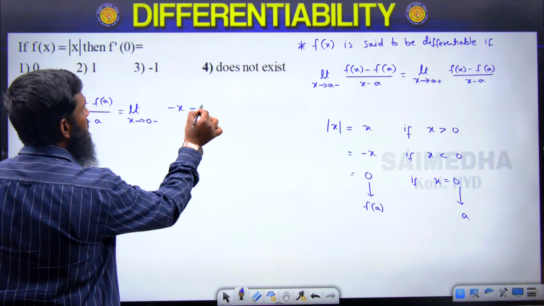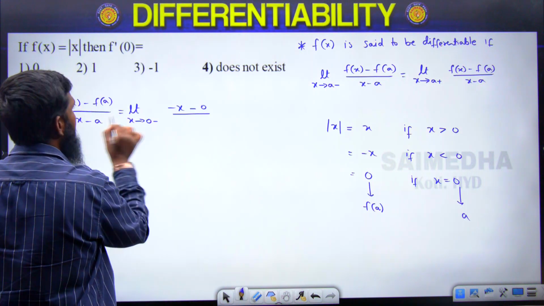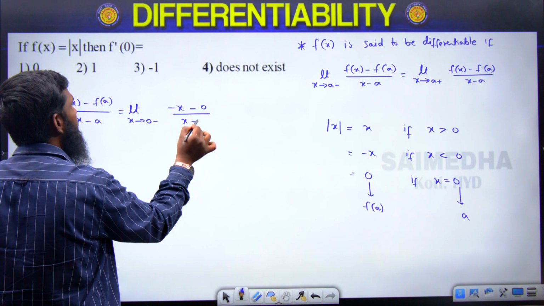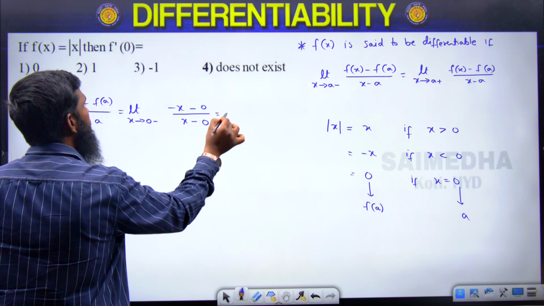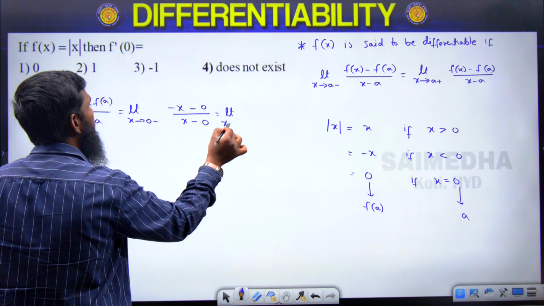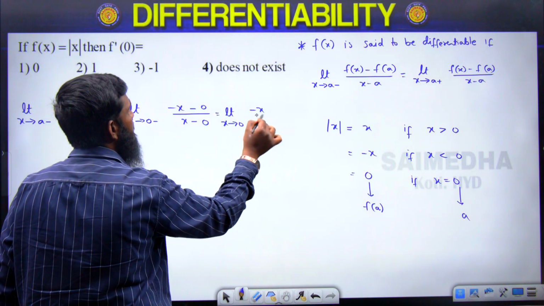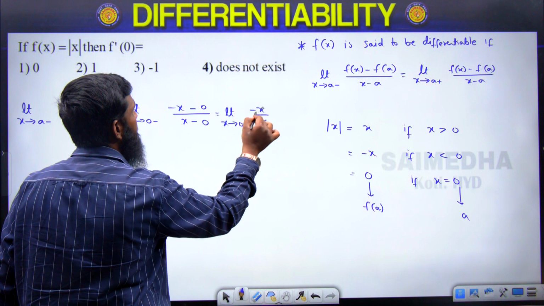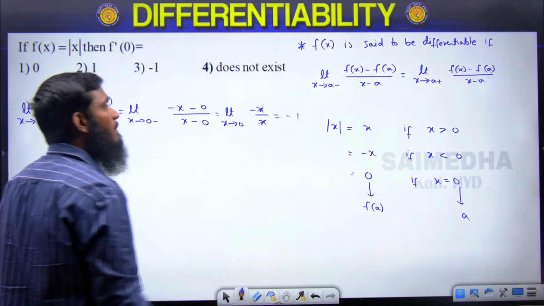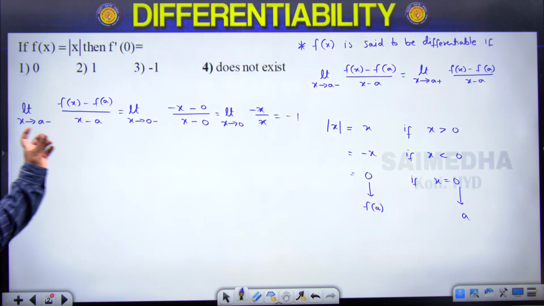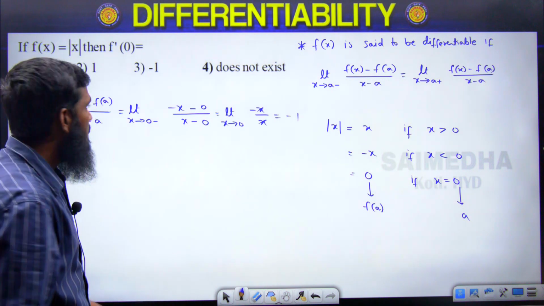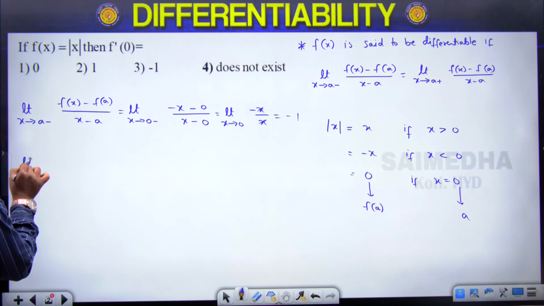So 0 divided by x, meaning x only we have taken, minus a means 0 we have taken. So this equals limit x tends to 0, and what is left over here? Minus x divided by x, x gets cancelled, which equals minus 1. So what we are getting over here is minus 1. Then let us go for the next value.